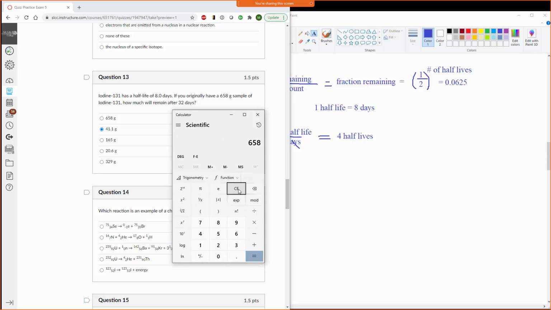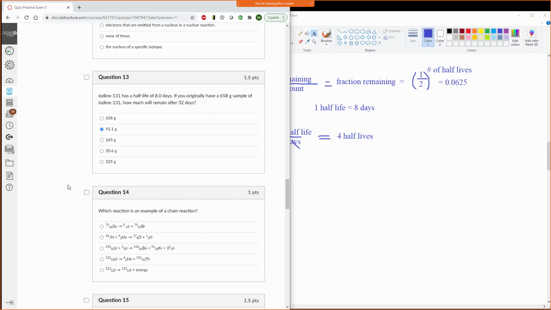Now another way to do this is just to say, look, if I know there's 4 half-lives and I have 658 grams, just divide by 2. So that's after 1 half-life. Divide by 2, that's after 2 half-lives. Divide by 2, that's after 3 half-lives. Divide by 2, that's after 4 half-lives. Does that make sense? So same process. Perfect. Okay.